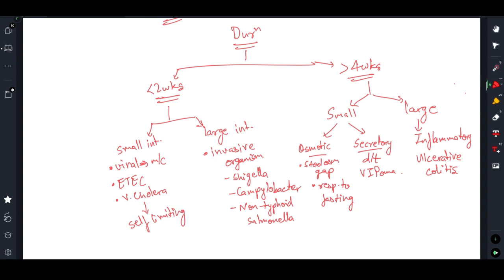And if the chronic presentation is of large intestinal diarrhea, one cause which you should not forget to look for is the inflammatory cause, right? And what can be a case of inflammatory cause leading to a chronic large intestinal diarrhea? It can be ulcerative colitis.